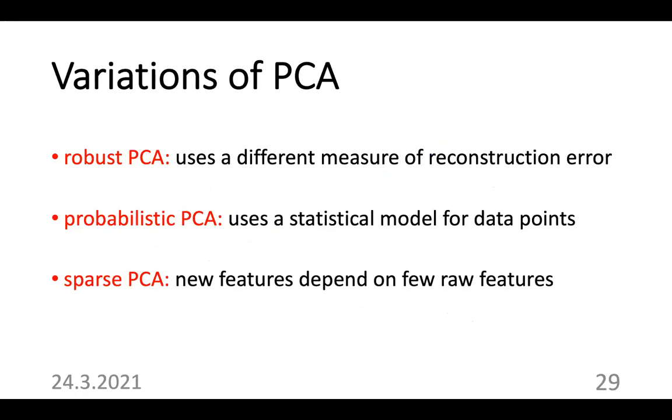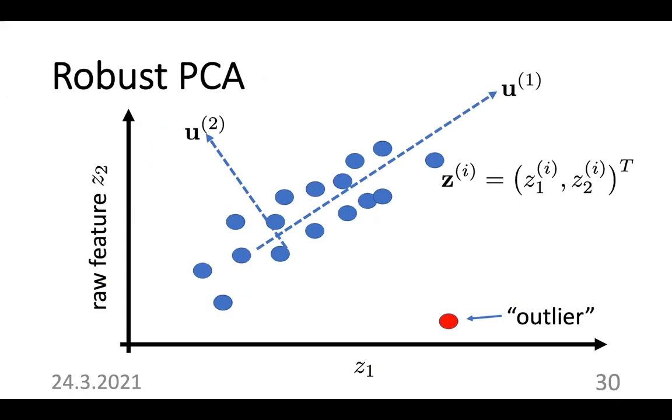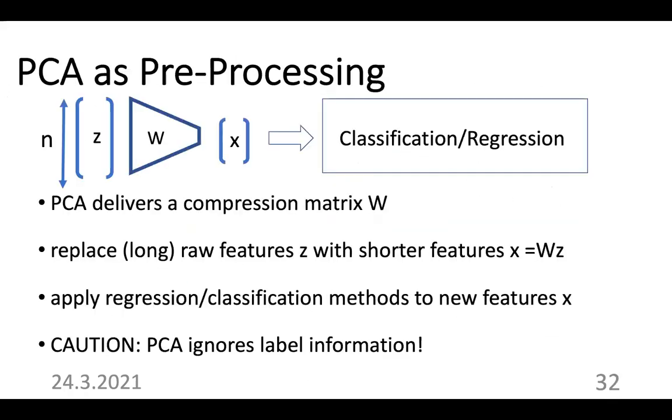Yes, I also mentioned sparse PCA, and in sparse PCA we constrain this tunable map here to only take into account few raw features. So we want each new feature to depend only on few raw features. And this might be useful in some applications. This is called sparse PCA, but I will not go into more detail here. I just want to highlight one important use case of PCA is to bring down the number of features, because a large number of raw features bears the risk of overfitting.